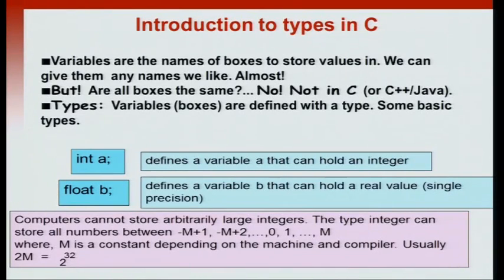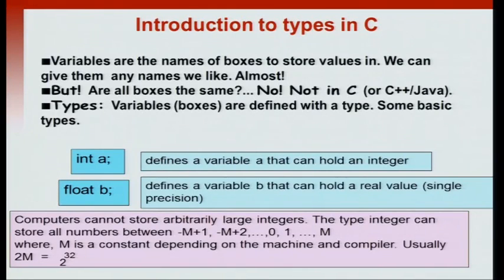So variables are defined with an associated type, and we will use some basic types during the course of this programming language tutorial. Two of the common types that we see in this program are int, which stands for an integer, and float, which stands for a floating point number. Okay, so it stands for a real number.